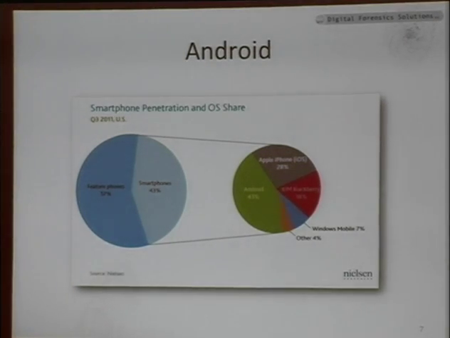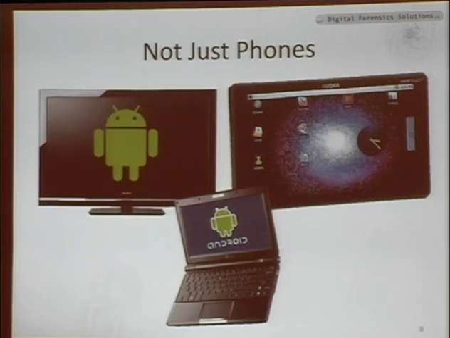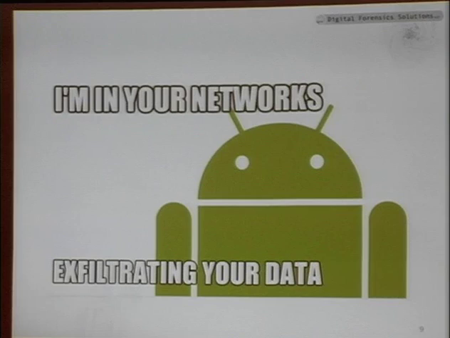So Android: out of the smartphone market, 43% of those phones are Android phones. And these are old statistics. This is Q3 2011. It's way higher now. I read something recently that said Android is more than 50% of the smartphone market worldwide. And we're not just talking phones. We're talking Android TVs, Android-powered tablets, Android computers. And there's a bunch of stuff between a computer and a tablet or between a phone and a tablet. There are tons of devices, and they're everywhere, which means they're connected to your network, they're accessing your data, and they're getting owned.